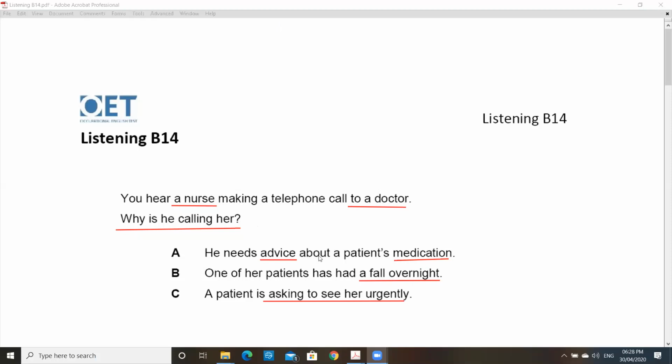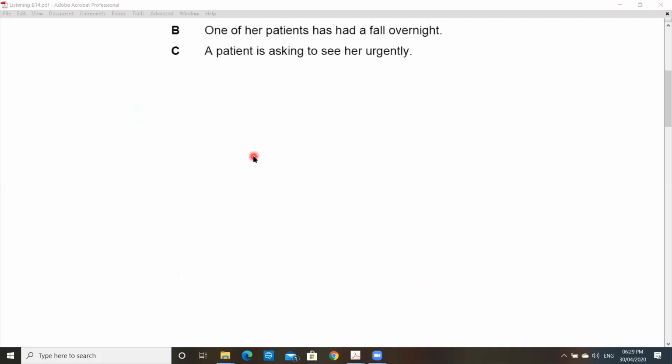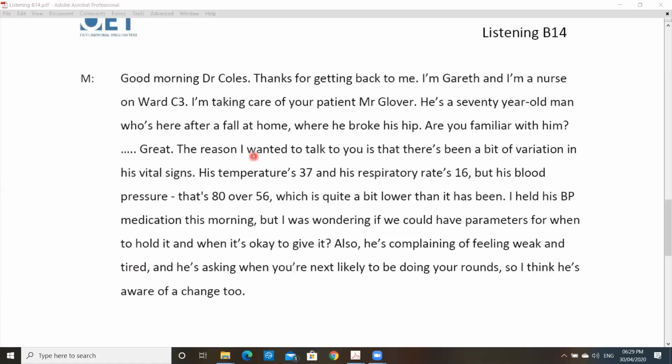Okay. So here, again, they did talk about the fall. They did talk about when the doctor was going to come for the rounds, but it is not urgently. They never used any word related to urgently. The main conversation, in fact, focused on how the patient's blood pressure is fluctuating. And because of that, the nurse has already withheld one dose, and he wanted to check when to hold and when to give it.